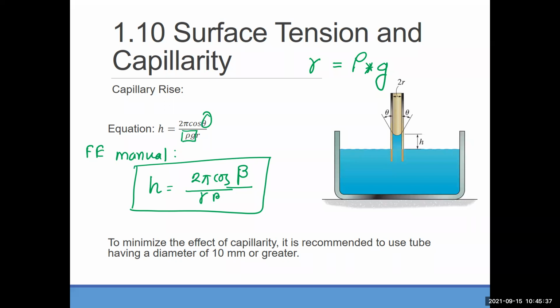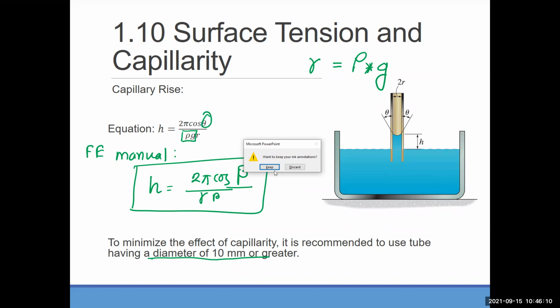Okay. And due to this capillarity, if you use a very thin glass tube, you will have some difficulties to get the reading because of that capillary rise. It will be so prominent. That's why it's recommended whenever you do some testing with a glass tube, make sure you are using a diameter of 10 millimeter or better glass. Okay.